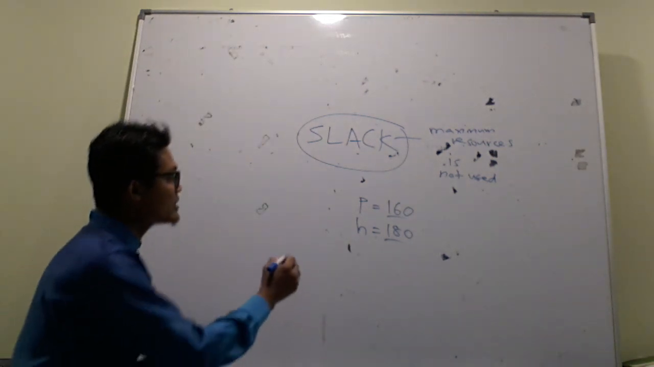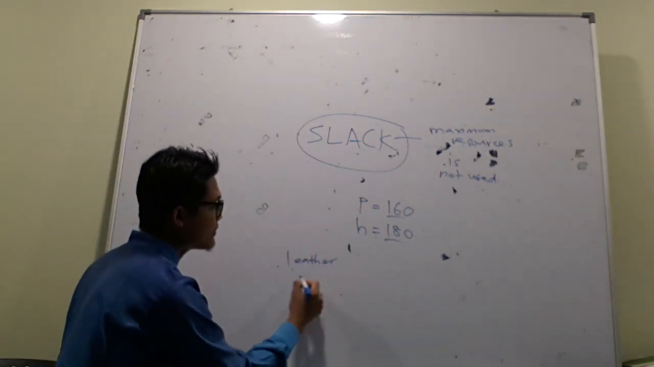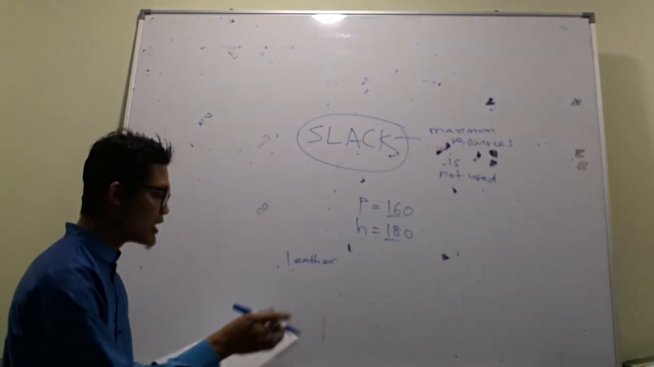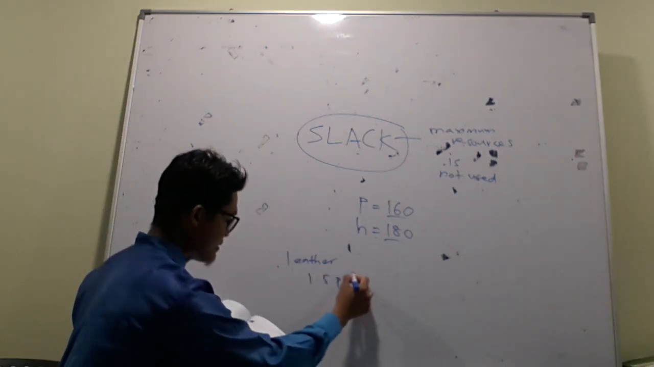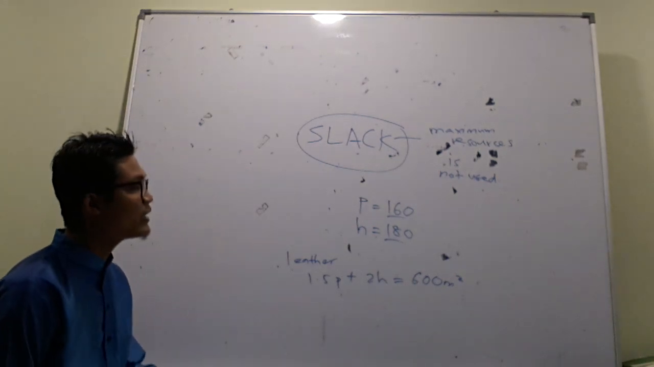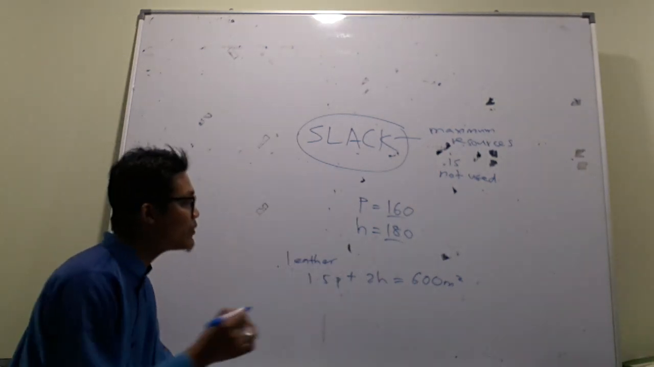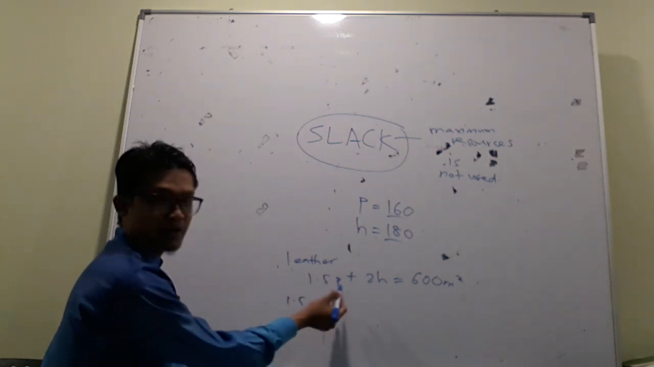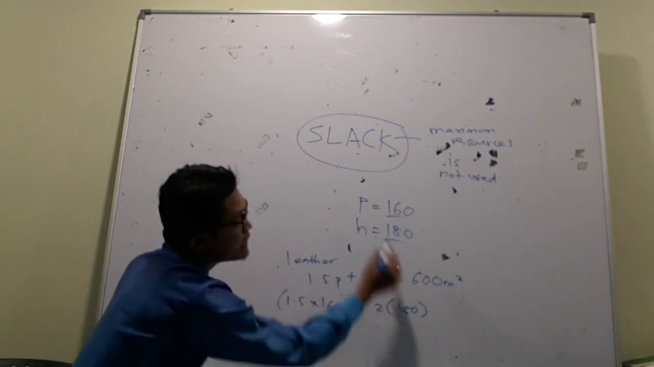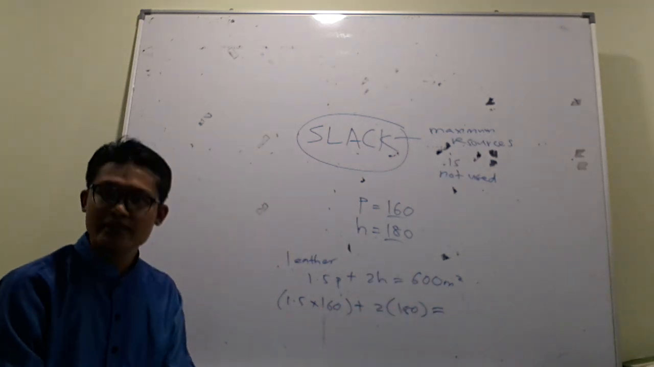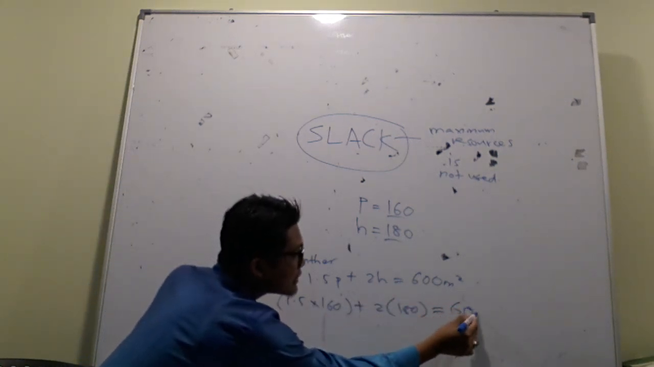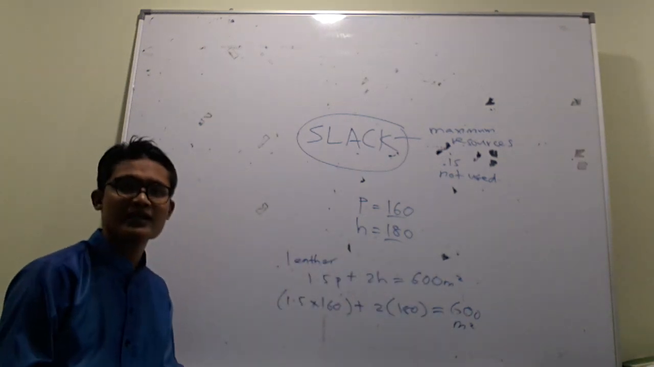So let's take a look at your equation for leather. Alright? And let's substitute the equation for leather with P and H. You know that the leather equation is 1.5P plus 2H, and you have 600 meters square of your leather. Now, when you produce 160P, what will happen? So 1.5 meters square required for every P times 160 purses plus 2 times 180 H that you want to make. What you will get, if you can press on your calculators, is exactly 600 meters square. 600 meters square.